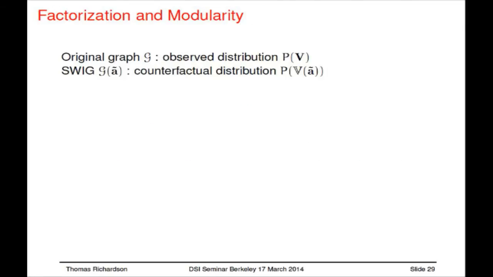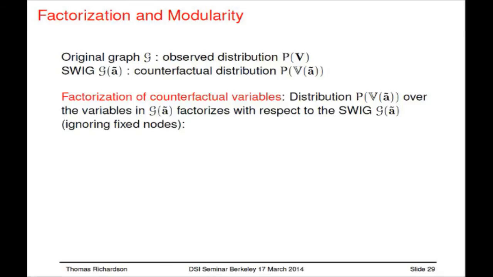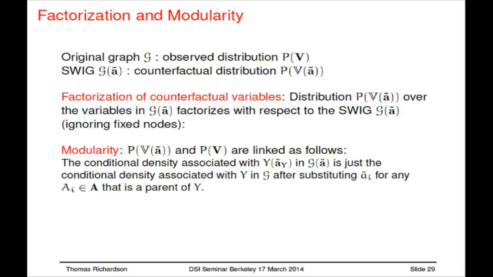Okay, so there are two assumptions, as I said. This is just generalizing what we saw before. The factorization just says that the joint distribution over the counterfactual variables in the graph after we've done our transformation factorizes in exactly the same way that we associate factorizations with graphs previously, just ignoring the fixed nodes. The second assumption says that the new joint distribution is linked to the old distribution by saying that the conditional density associated with y of a tilde, this new vertex in the new graph, is just the conditional density we had in the original graph, substituting ai for any variable that we've split.